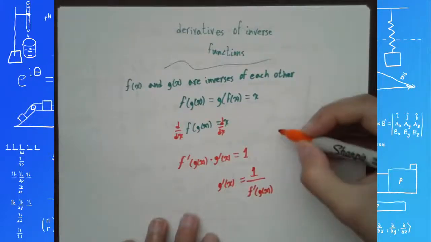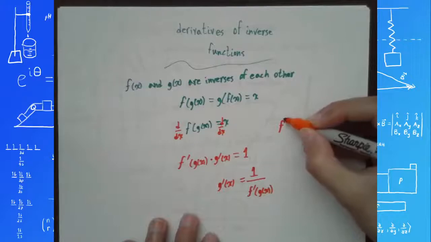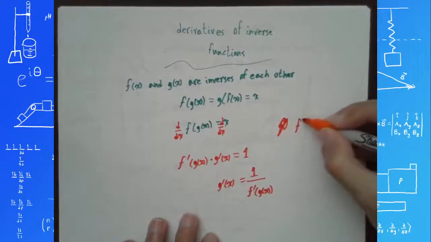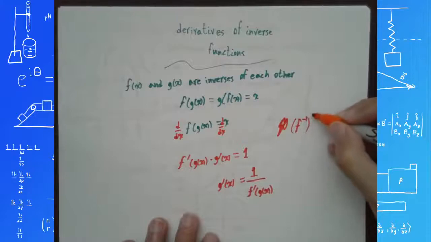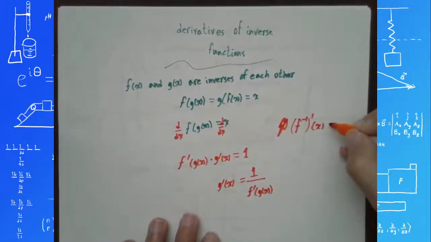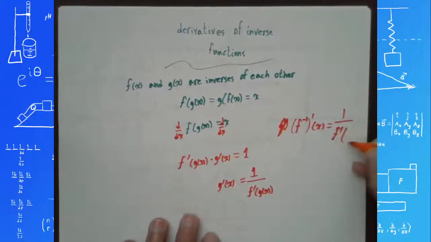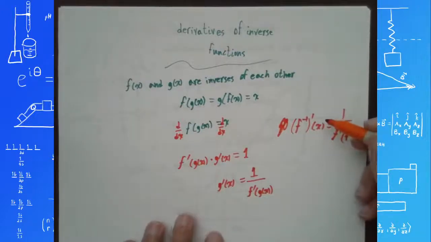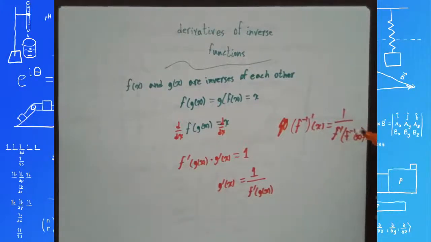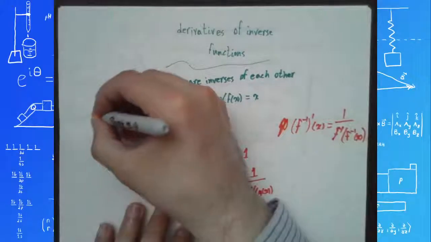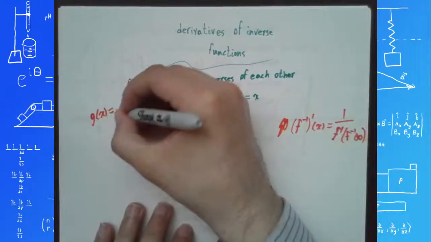Your teacher might write this as f inverse prime of x equals 1 over f prime of f inverse of x. I don't like this because it creates the need for unnecessary parentheses. Right? It makes it harder to write everything. I prefer to just say g of x equals f inverse of x.